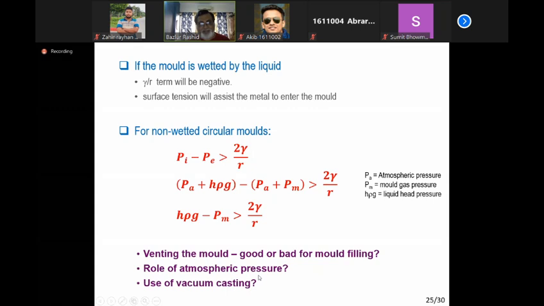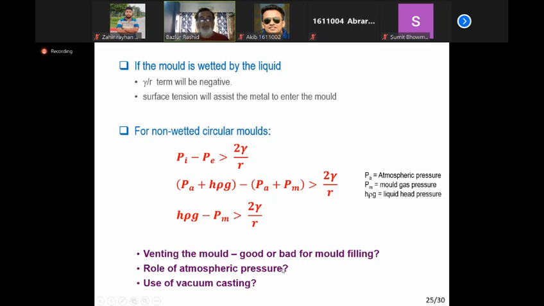Now let us consider these three aspects. Sometimes when the mold is prepared, people usually vent the mold using a small thin steel wire. They tend to vent the mold cavity. What is the purpose of venting? Is this venting good or bad? Does it affect the filling of the mold? What happens during venting? During venting, the gases inside the mold can easily go out. As a result, this PM becomes zero. So the minus term becomes zero. So this term becomes greater. As a result, liquid metal will have more opportunity to enter into the cavity. So venting helps filling of the mold. So it is good for mold filling.